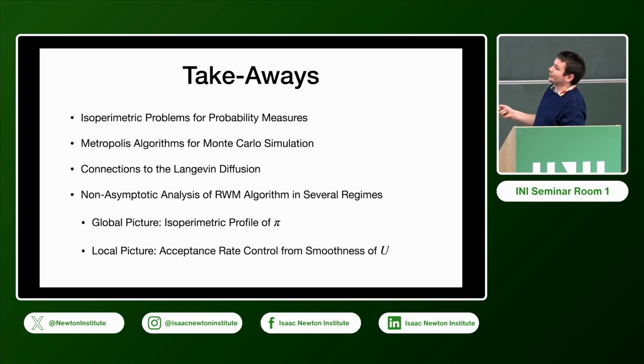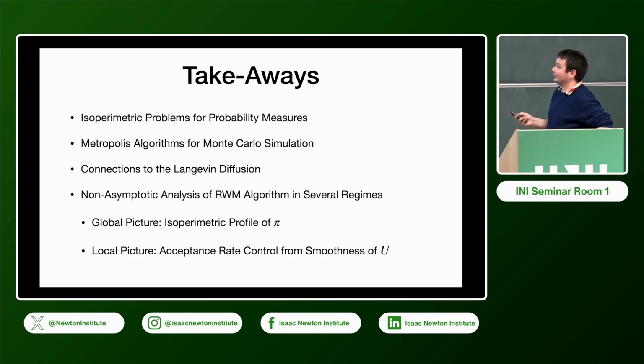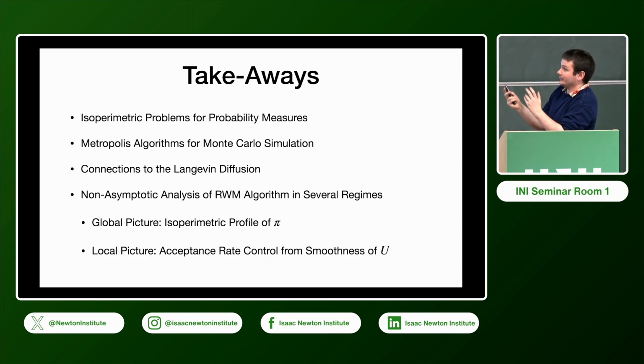We talked about Metropolis algorithms for Markov chain Monte Carlo simulation and how they relate to the Langevin diffusion. We started with a scaling limit type result, but we actually built up to a non-asymptotic convergence theory where we see that the two things mirror one another. And we get a good analysis of the algorithm in several regimes: light tails, heavy tails, everywhere in between.